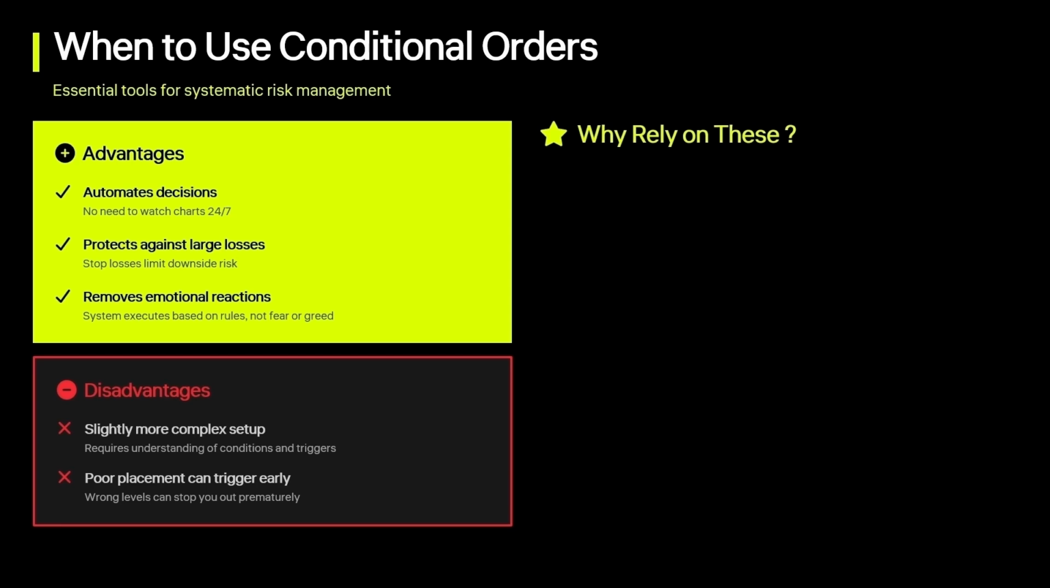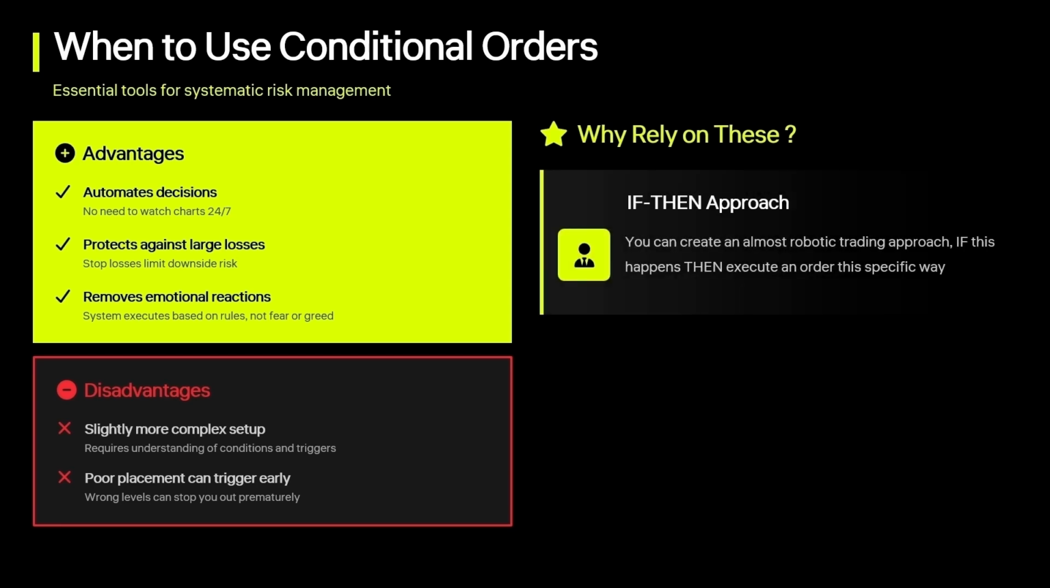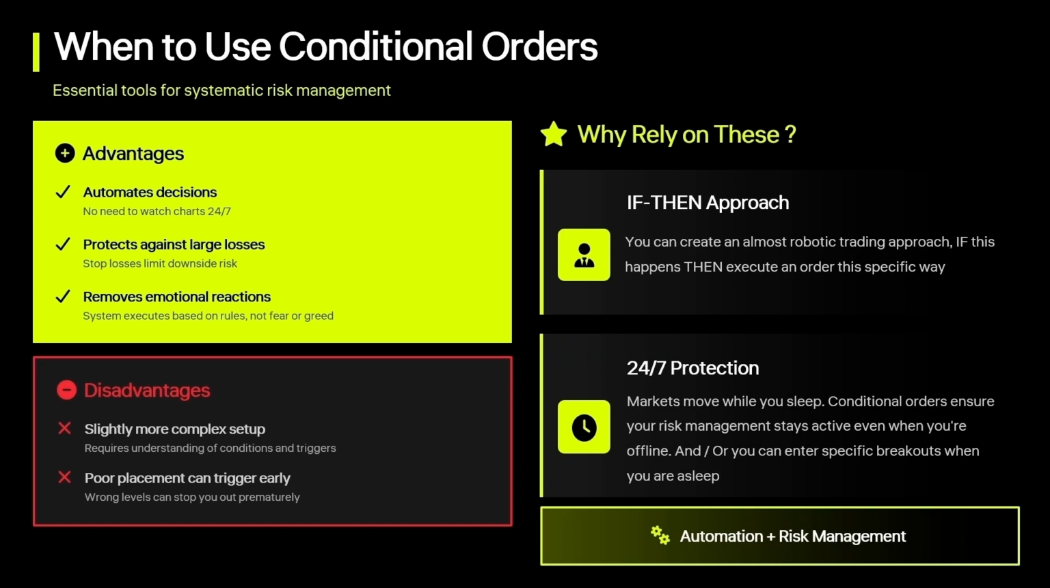Why do people rely on these? You pretty much create a robotic if-then trading setup. If this happens, then execute this type of order. And maybe the biggest reason is markets move when you sleep too. So conditional orders for stop losses make sure you are safe even when you are asleep or not in front of the charts. And you can execute specific orders based on a specific scenario even when you're asleep or away for a while.